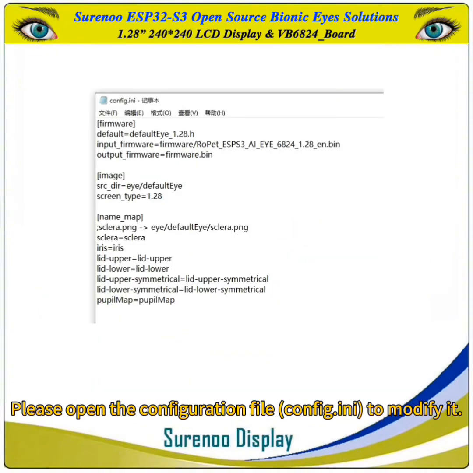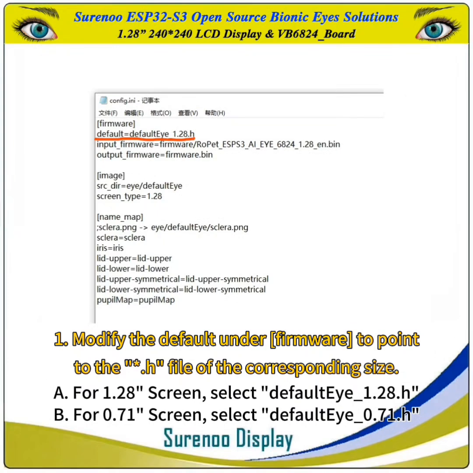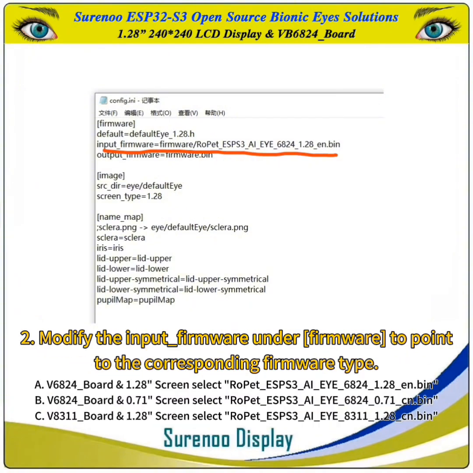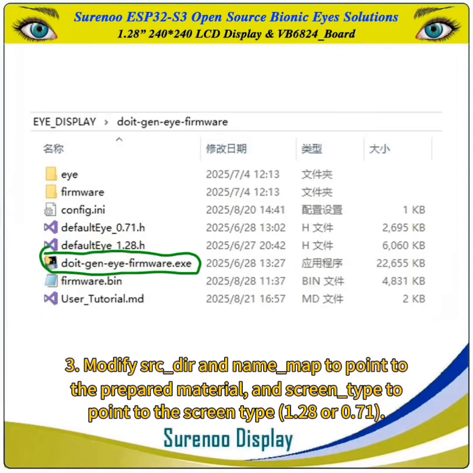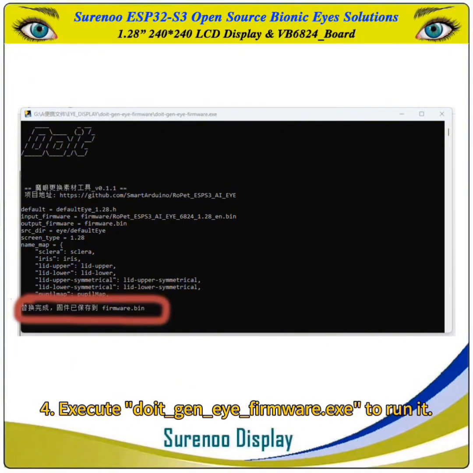Please open the configuration file to modify it. 1. Modify the default under firmware to point to the .h file of the corresponding size. 2. Modify the input_firmware under firmware to point to the corresponding firmware type. 3. Modify src_dir and name_map to point to the prepared material, and screen type 2 to point to screen type 1.28 or 0.71. 4. Execute the .exe to run it.